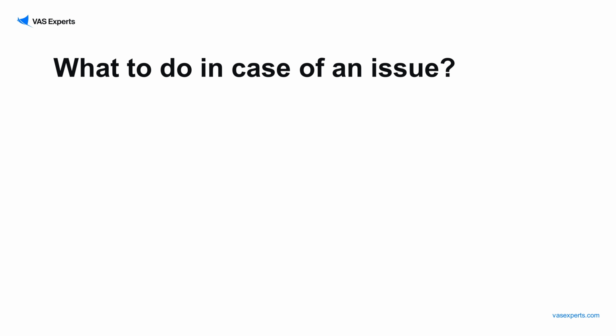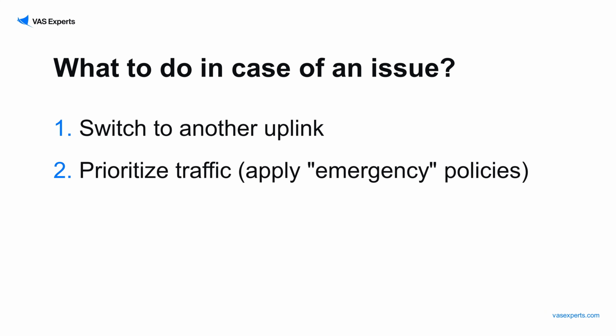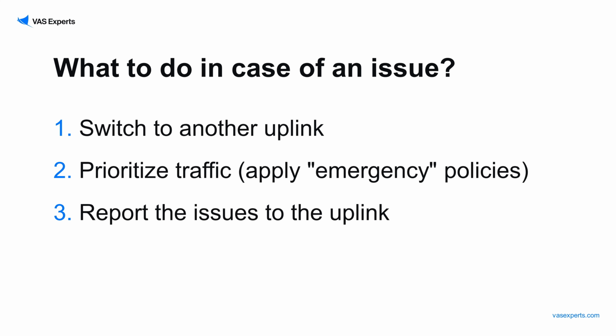If problems are identified and localized in a timely manner, the provider can resolve them by switching to another uplink, prioritizing traffic, applying emergency policies, or initiating a report to the uplink about the issues. If it is not possible to solve the issue, for example, a problem with the service itself or the inability to switch uplinks, the provider's technical support can save time in identifying the problem and promptly inform users.